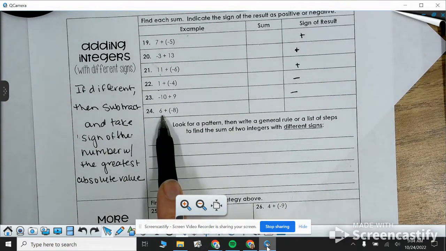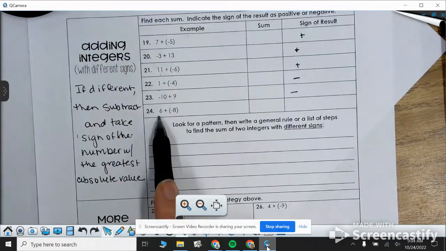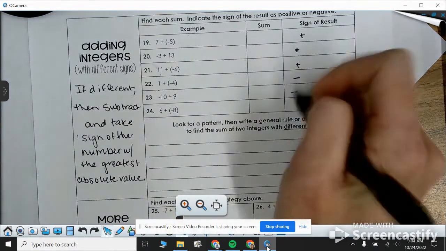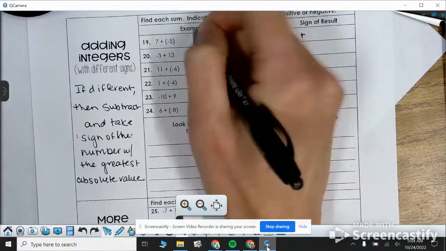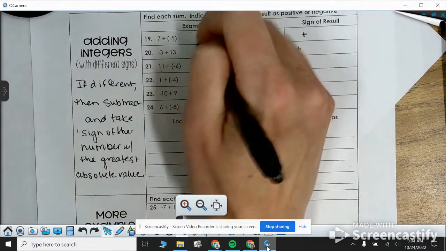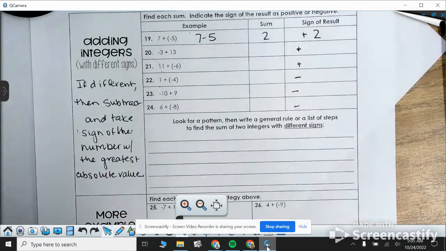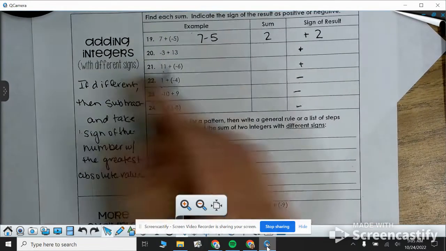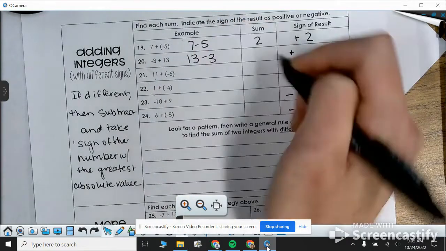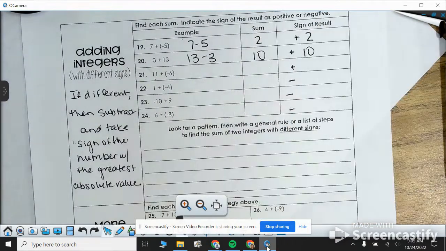I have 6 and negative 8. Which has the greater absolute value? The absolute value of 6 is 6. The absolute value of negative 8 is 8. So that is negative. So what would I do? They're different signs, so I have a positive and a negative. 7 minus 5 is 2. So I know my sign is positive 2. 13 plus 3. My signs are different, so I can do 13 minus 3. What do I get? I get 10, and I know that's going to be a positive 10.